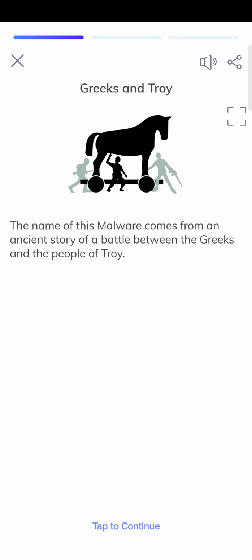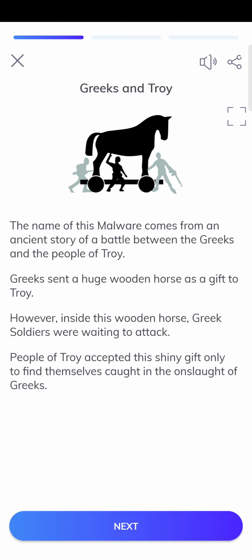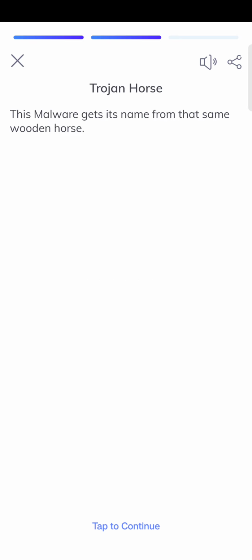The name of this malware comes from an ancient story of a battle between the Greeks and the people of Troy. The Greeks sent a huge wooden horse as a gift to Troy. However, inside this wooden horse, Greek soldiers were waiting to attack. The people of Troy accepted this shiny gift only to find themselves caught in the onslaught. This malware gets its name from that same wooden horse.